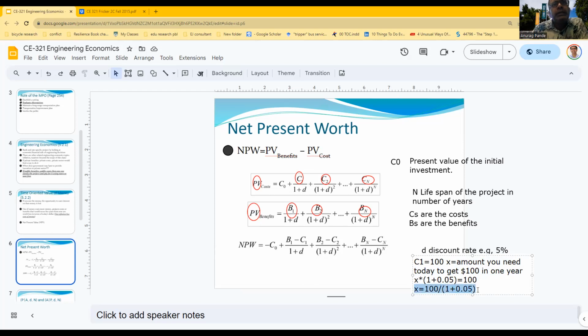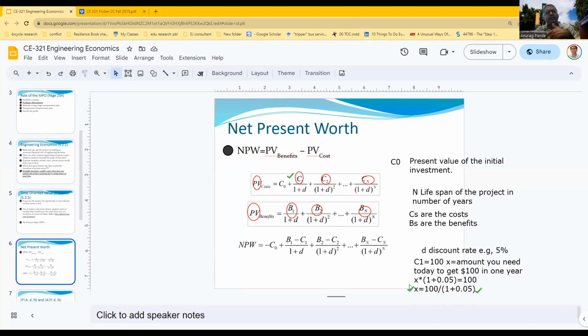So I hope you can see that this value, X equal to 100 divided by 1.05, basically gives rise to this term right here, C1 over 1 plus D.